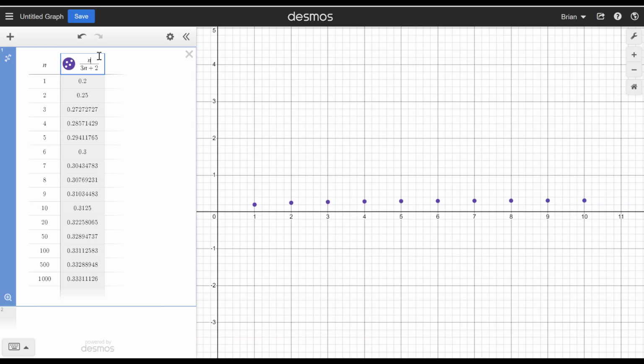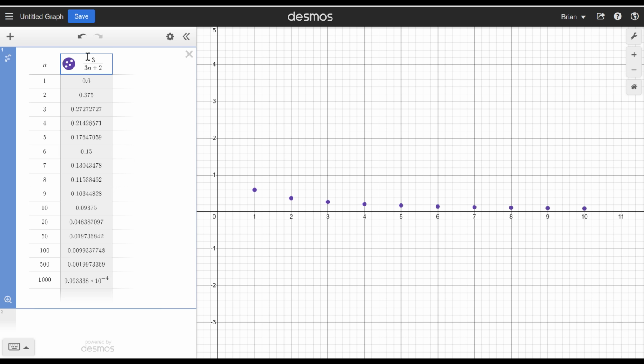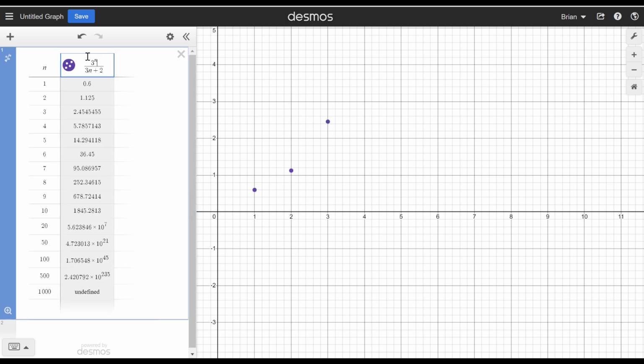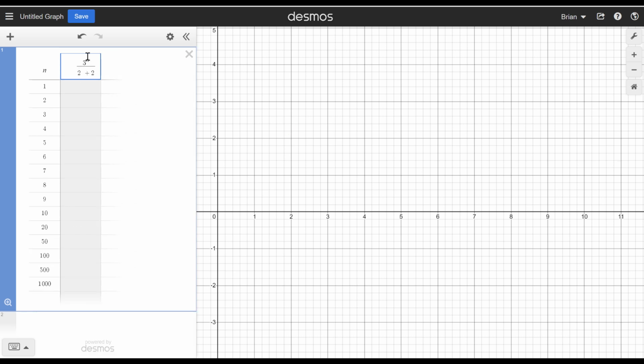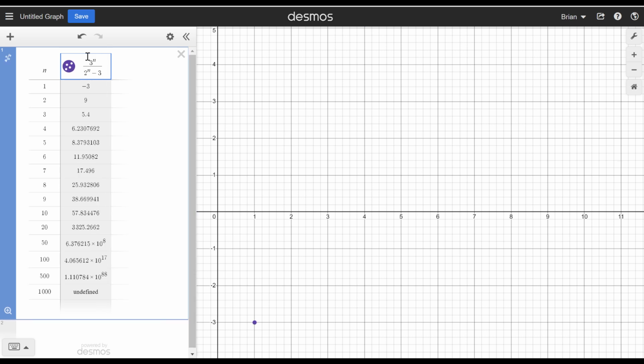So I'll come back to Desmos, and let's do 3 to the n divided by 2 to the n minus 3. One of the things I love about Desmos is it's easy to zoom in and out of the window and see what's happening with the graph. And it's easy to adjust this table. But we can see pretty easily that the first 10 terms are growing very quickly. We're getting up beyond 57, and it's going to get larger and larger here.